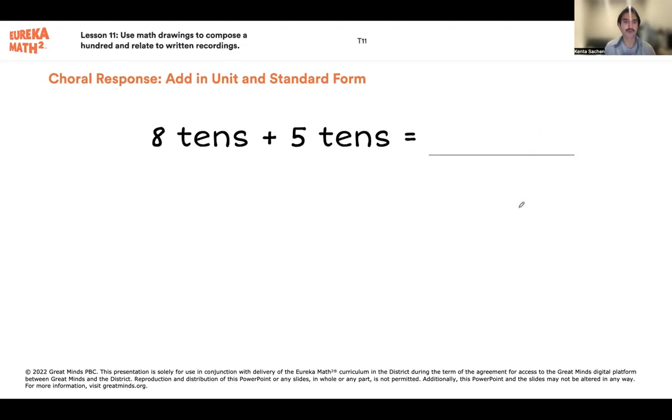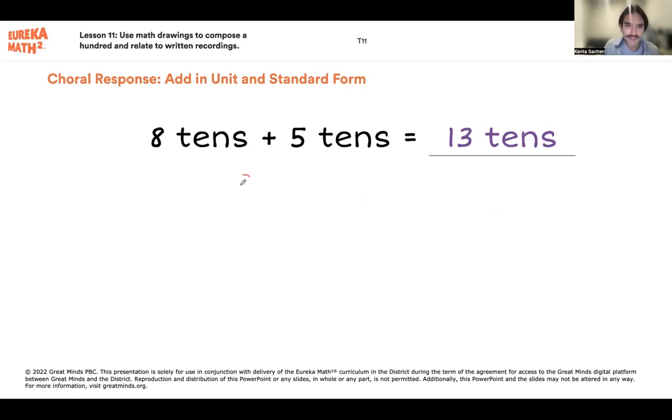Okay, next problem. 8 tens plus 5 tens. Also think of this as 80 plus 50. How many tens is that? 8 tens plus 5 tens. Start at 8 and count. How many tens do we have? Christopher? 13, right? Start at 8, 9, 10, 11, 12, 13 tens.